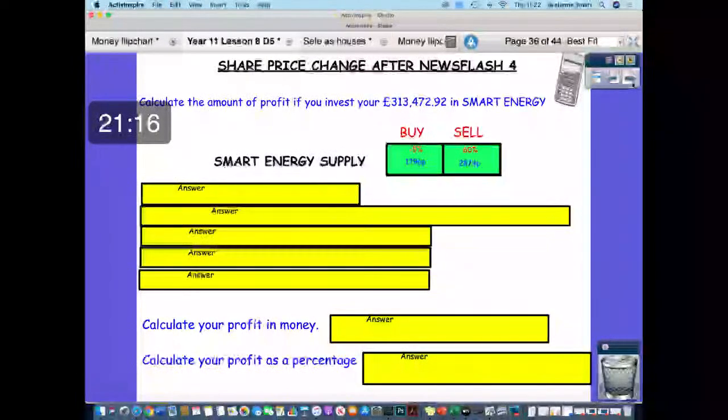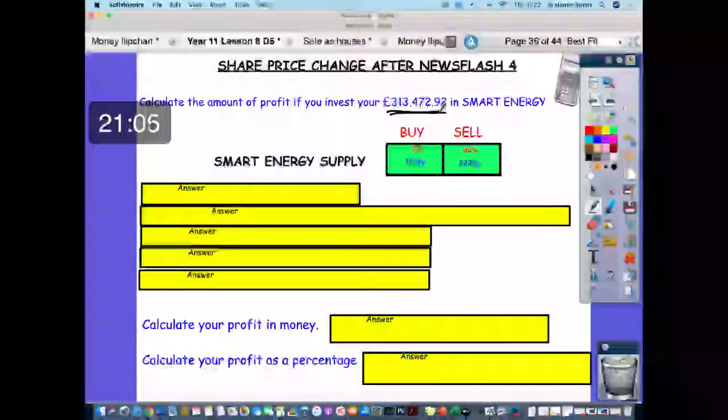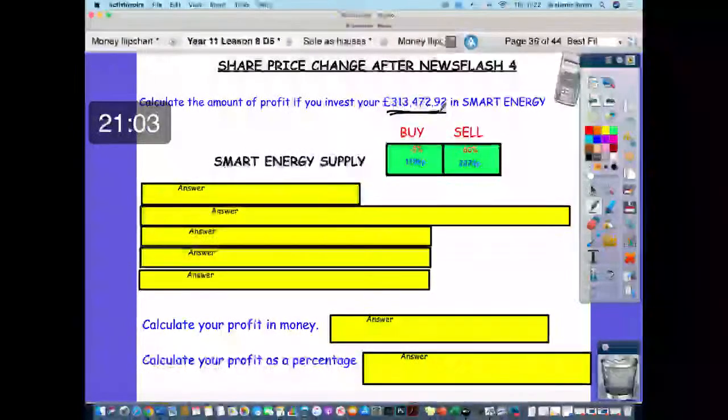Now, obviously, those of you that just joined us this week that weren't here last week, you won't have seen this, but we had left over in total from last week, that is actually what we had left. We started with 100,000. We turned it into £313,472.92, and we're going to invest that in smart energy. Okay, and we're going to buy at 1796 pence, and we're going to sell at 2874 pence.